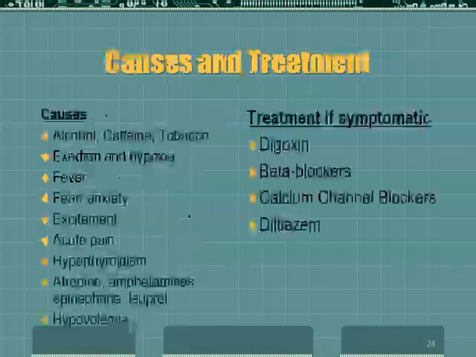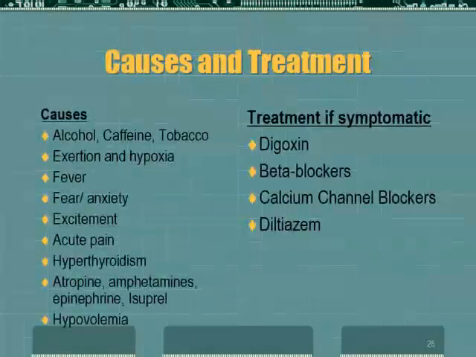Causes could be some sort of a stimulant, such as caffeine, to the nicotine from tobacco, things like that. Could be exertion. The patient that just ran up a flight of stairs obviously could have a short run of tachycardia and then have their heart rate go back down to normal. If that patient has heart damage, that patient may have tachycardia on a permanent basis. Fever also causes the heart to go fast. Could be fear, anxiety, excitement, pain, hyperthyroidism.